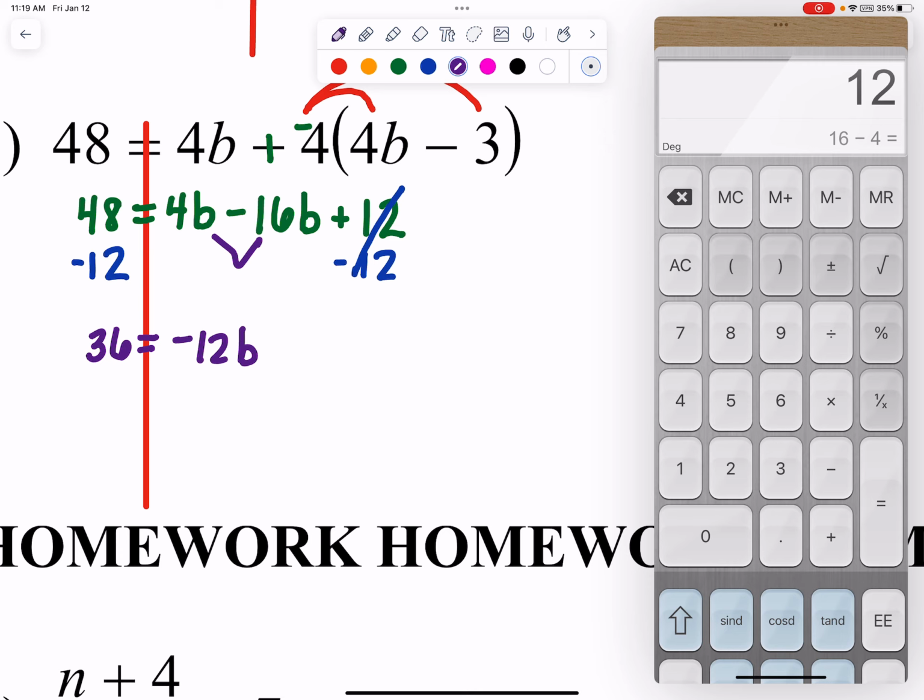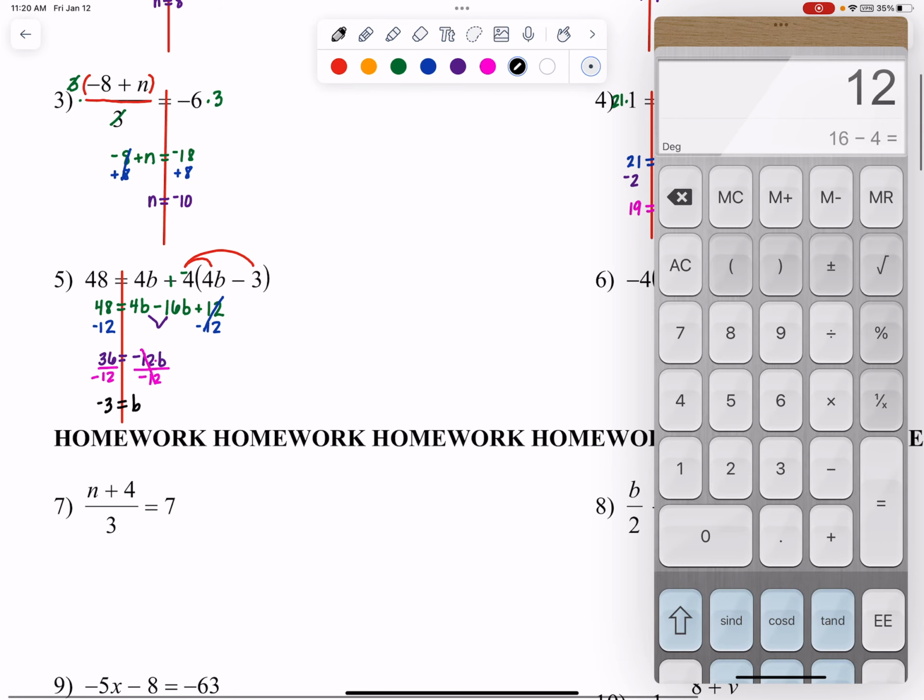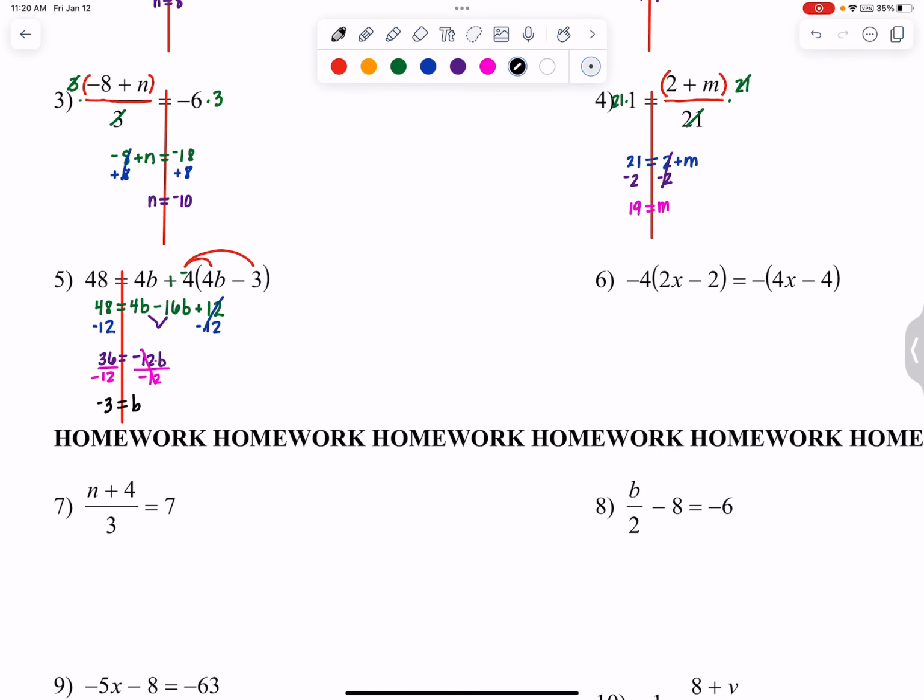All right, let's go ahead now and isolate the variable. So we have b times a negative 12. So I'm going to divide by negative 12 on both sides. That cancels out, and what are we left with? We're left with b equals 12, 24, 36, negative 3. And if you remember from when we looked, that is correct.